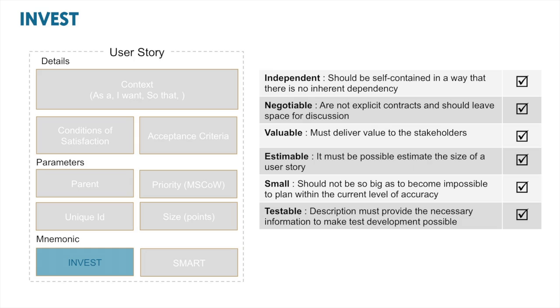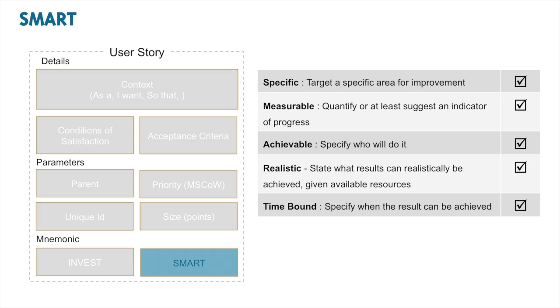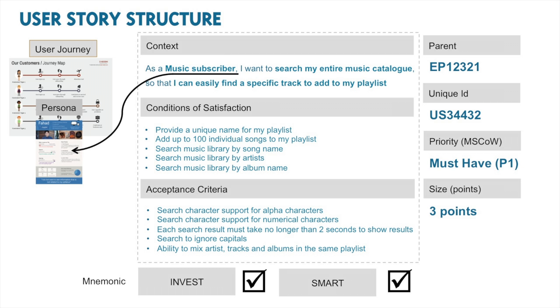Mnemonics. The INVEST mnemonic consists of 6 individual items. Independent, negotiable, valuable, estimable, small, testable. The SMART mnemonic consists of 5 individual items. Specific, measurable, achievable, realistic, time-bound. Teams find it extremely helpful to refer to these mnemonics when writing the conditions of satisfaction, acceptance criteria, and agreeing on an implementation effort. Further information on these mnemonics can be found on Wikipedia.